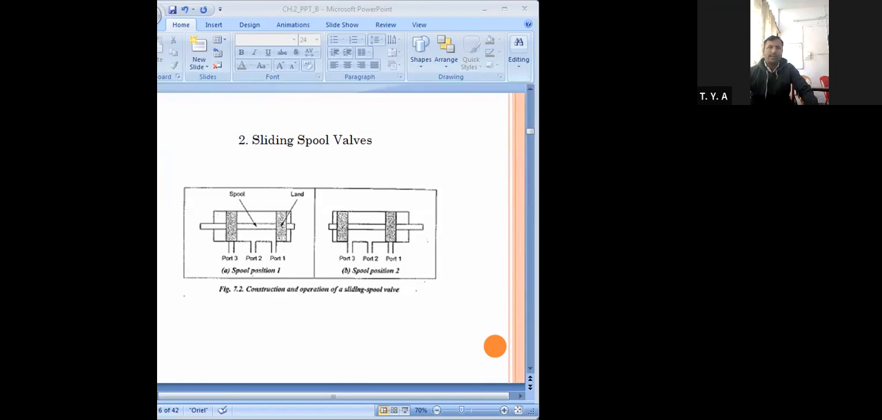Now when port 1 is closed, you can see this position. That time the spool is moved towards the left side. That means fluid supply is cut off, and port 2 is connected to port 3. Thus fluid flow is permitted from port 2 to 3. That means fluid will come from port 2 and go through port 3. This is a sliding spool. I will show one small video for this.